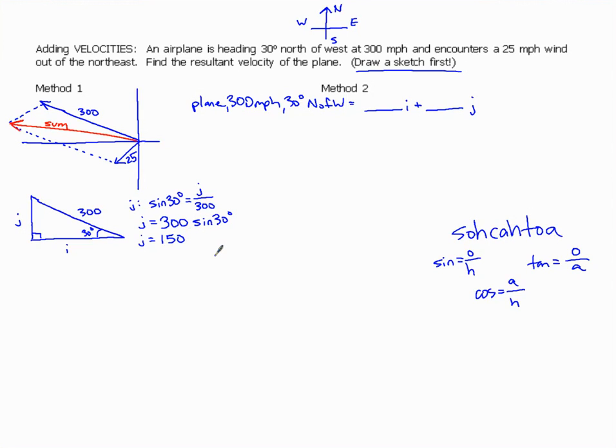So this is J, and we are going towards the north. Towards the north is going to be positive, towards the south is going to be negative. So for this one, we have 150.